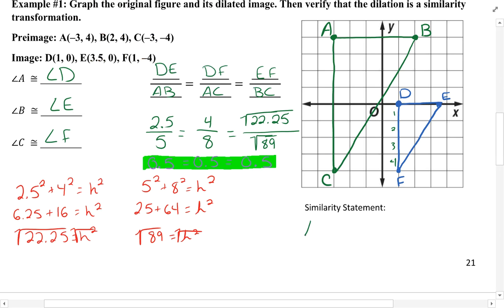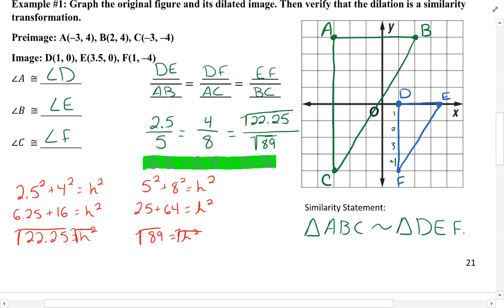So to write my similarity statement, I'm going to say triangle ABC is similar to triangle DEF: A is congruent to D, B is congruent to E, and C is congruent to F.